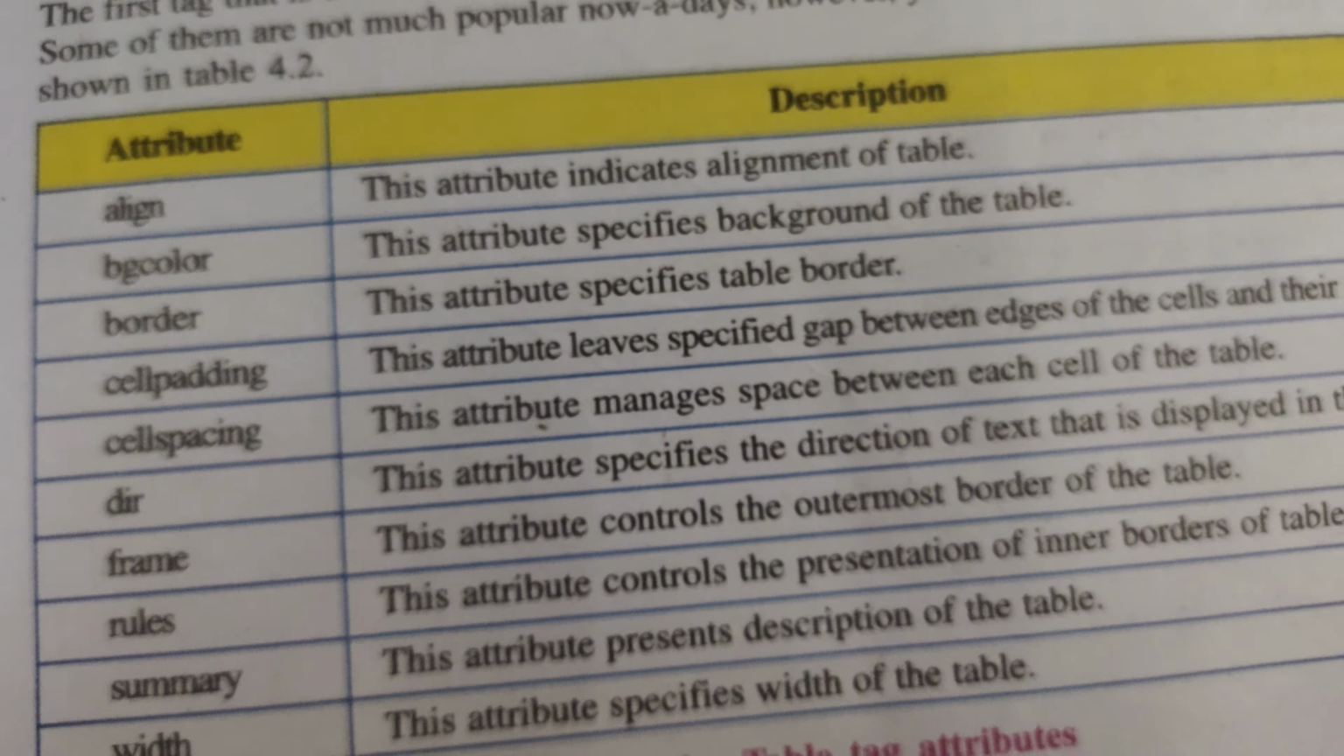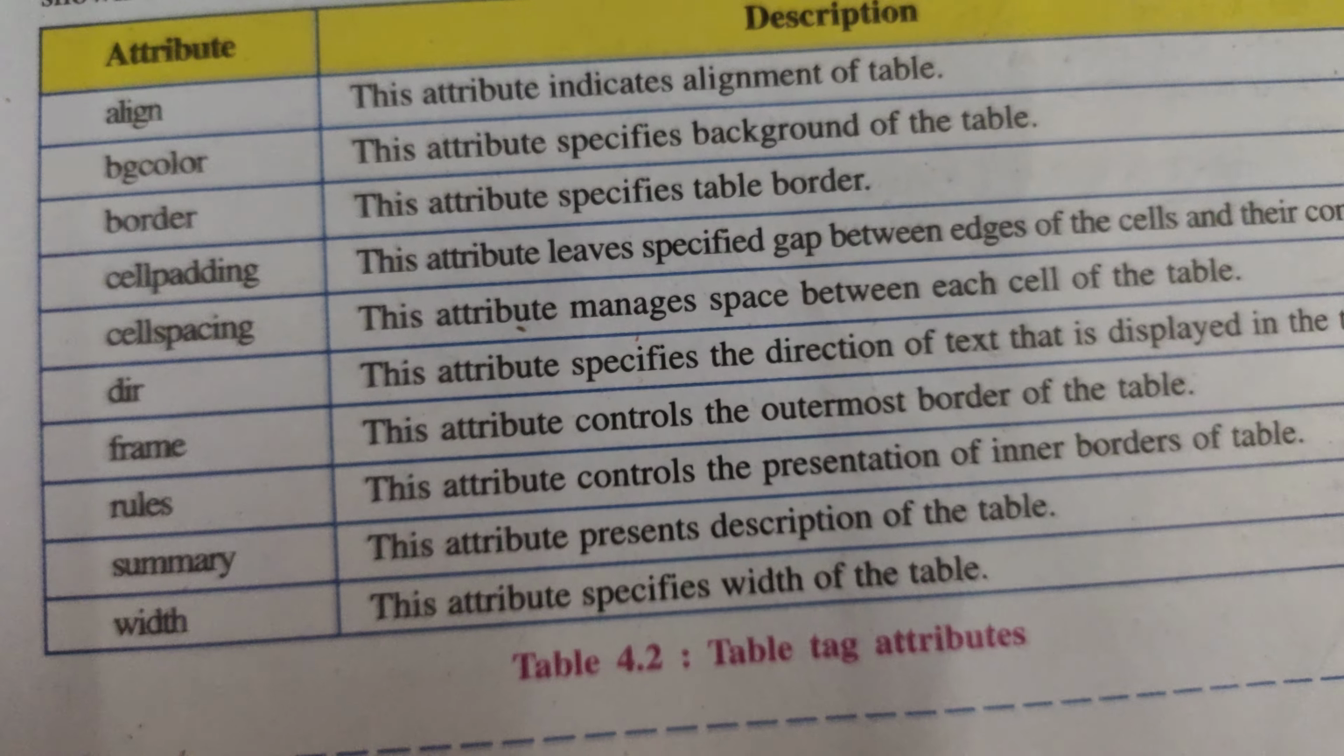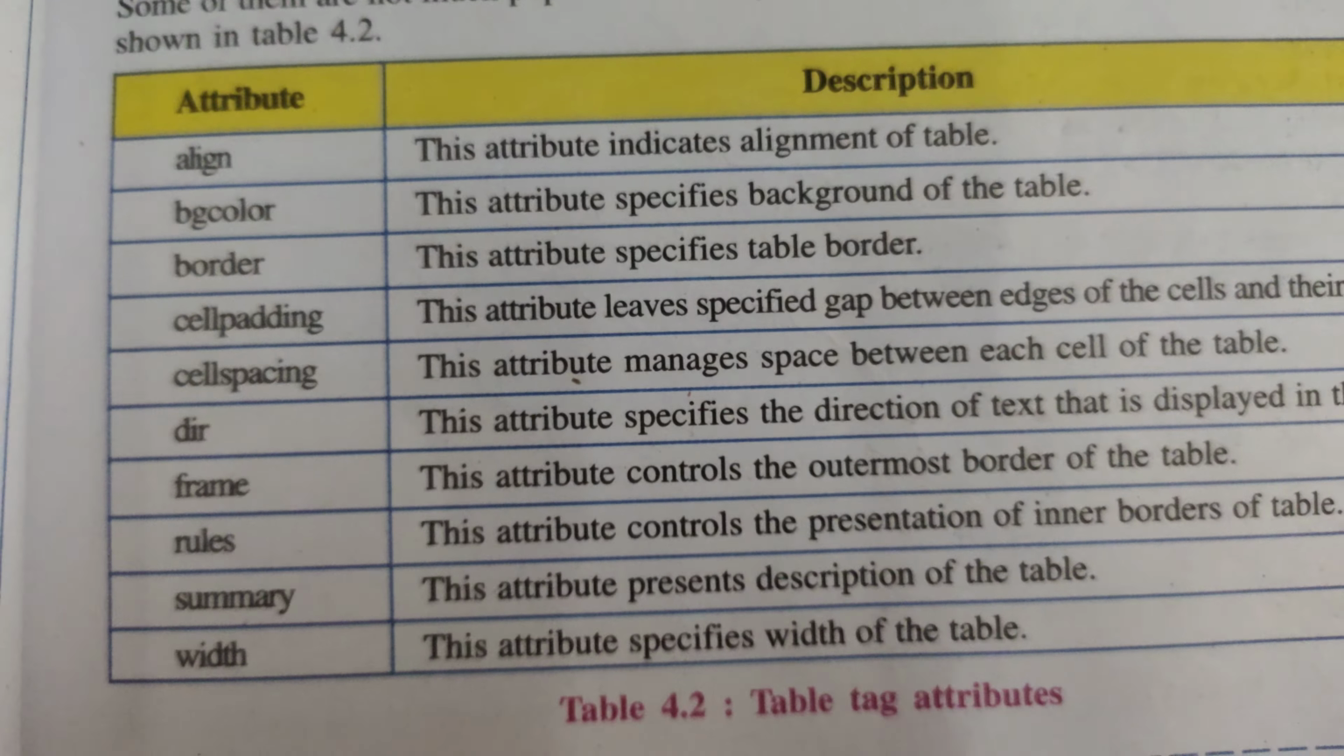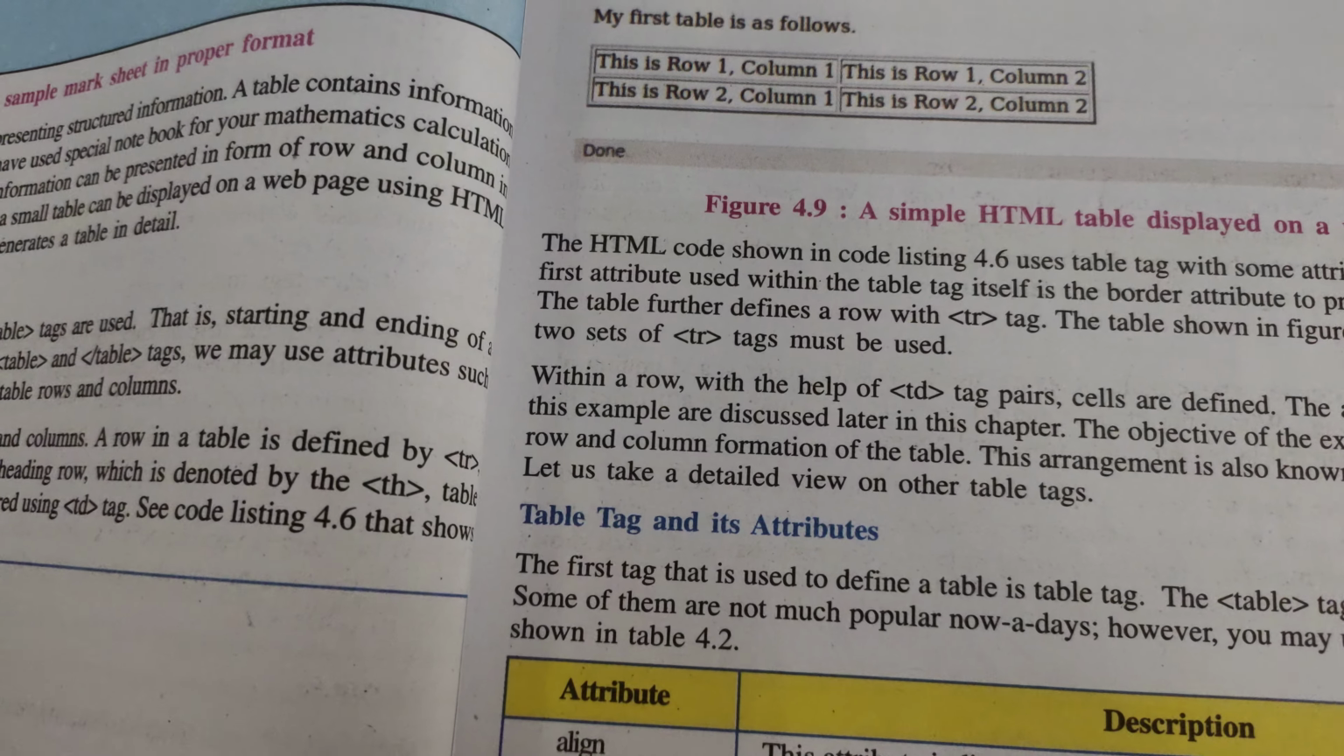Rules. This attribute controls the presentation of the inner border of the table. This is your inner border. You can see this double line is given. This is the inner border given by rules. This gives an inner border to your table. Summary, this attribute presents a description of the table. It describes the table.